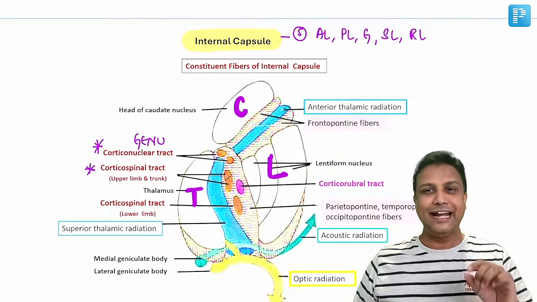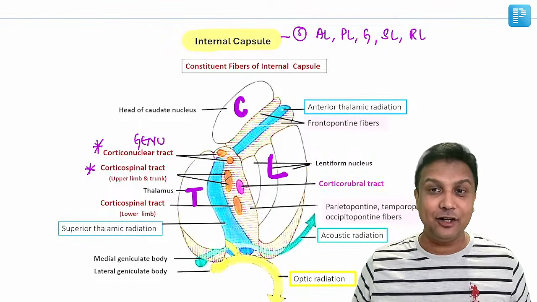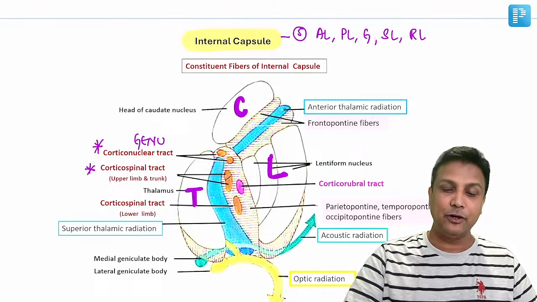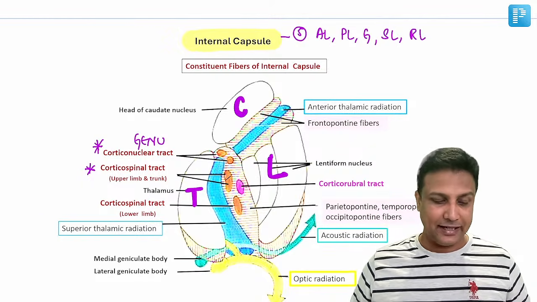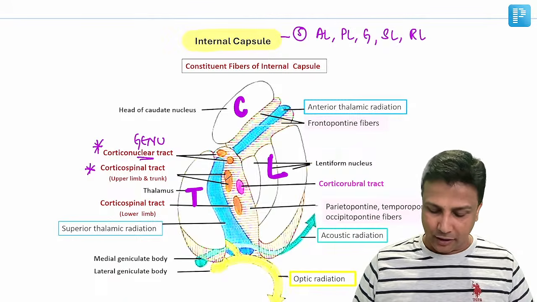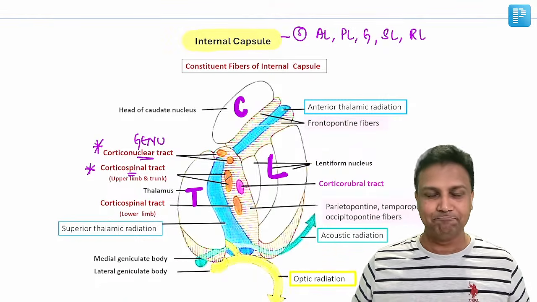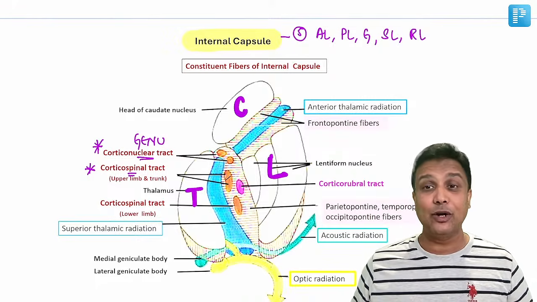But remember, in your INI-CET exams, I've already asked that yes, it is going to pass through the anterior 2/3 of the posterior limb. Please remember, in the INI-CET exam, it is going to pass from where? From the anterior 2/3 of the posterior limb. So I repeat again, the corticonuclear tract is going to pass from the genu part, whereas the corticospinal tract is going to pass from the anterior 2/3 of the posterior limb. Perfectly done, sir.